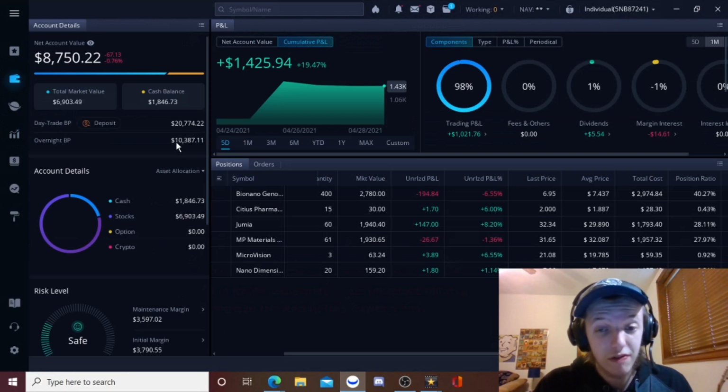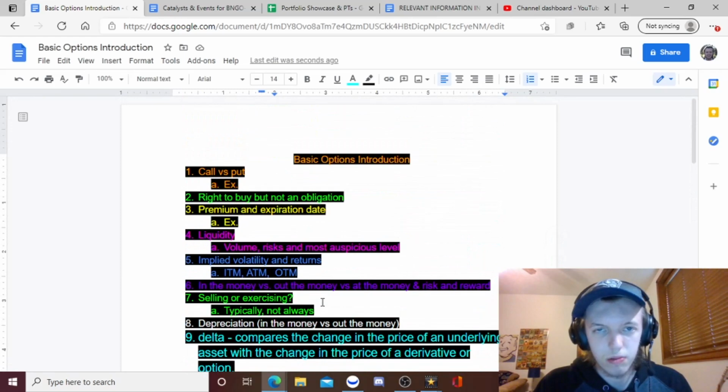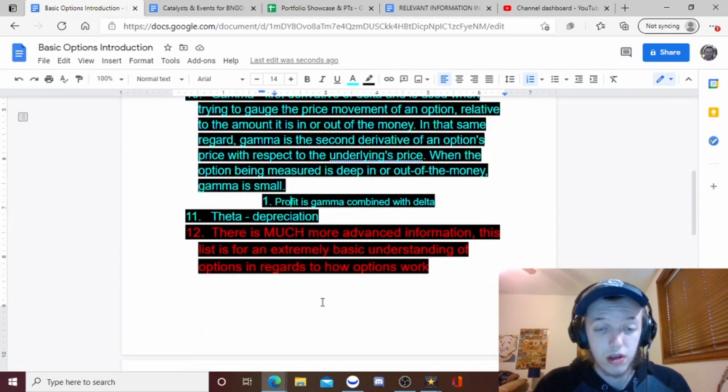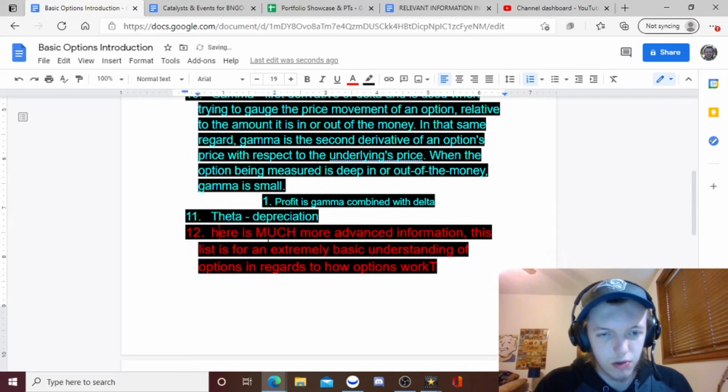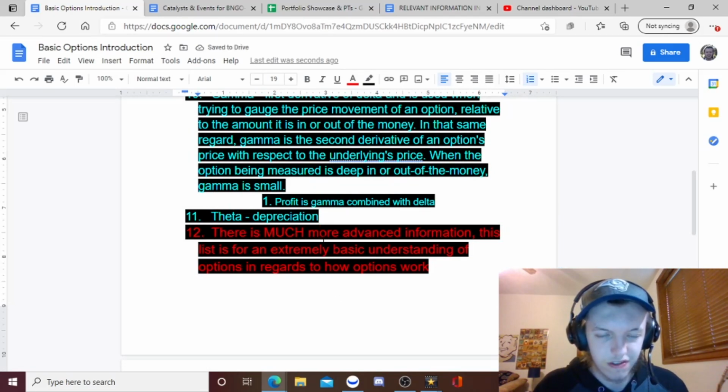I can see myself definitely opening up some LEAPS, which are basically long-term option plays with high volatility and high reward, not really that much risk, but a high premium. That's the downside there. But there's much more advanced information, my friends. So please go down the rabbit hole if you are considering getting into options.